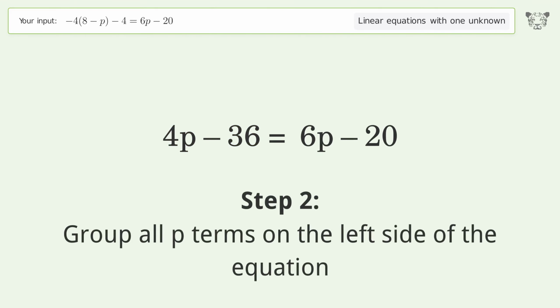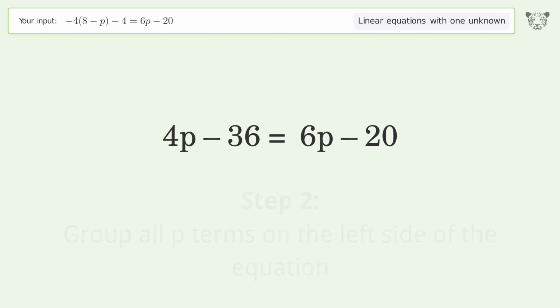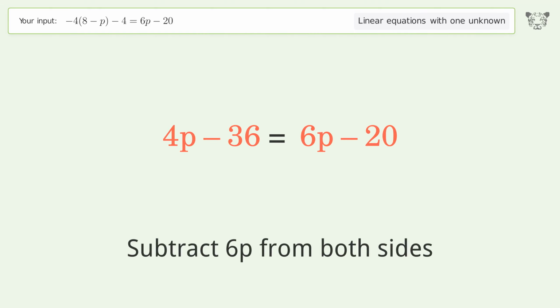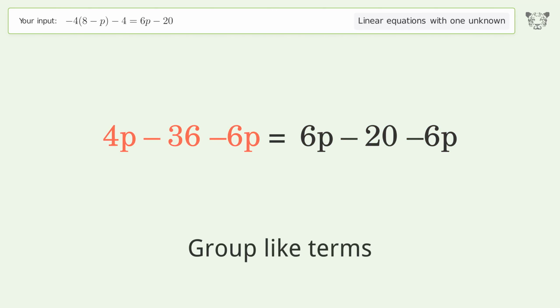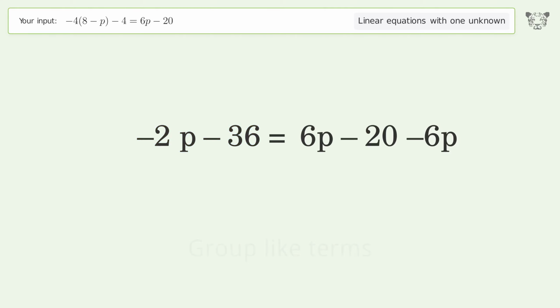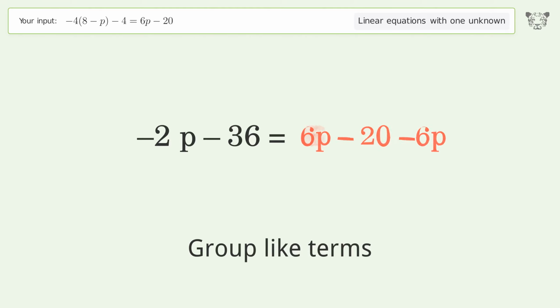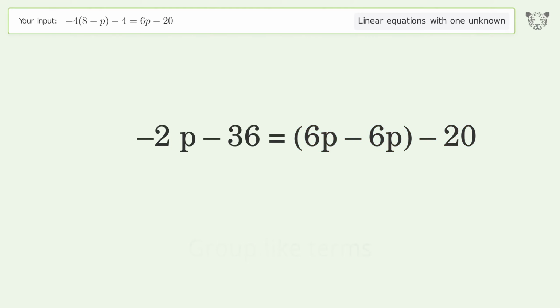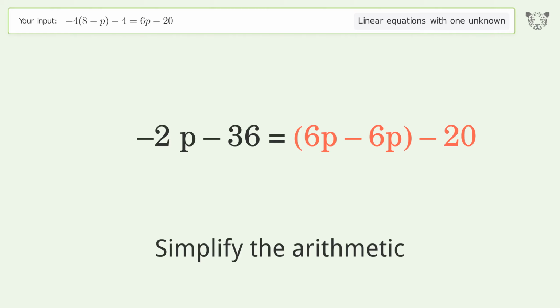Group all p terms on the left side of the equation. Subtract 6p from both sides. Group like terms. Simplify the arithmetic. Group like terms. Simplify the arithmetic.